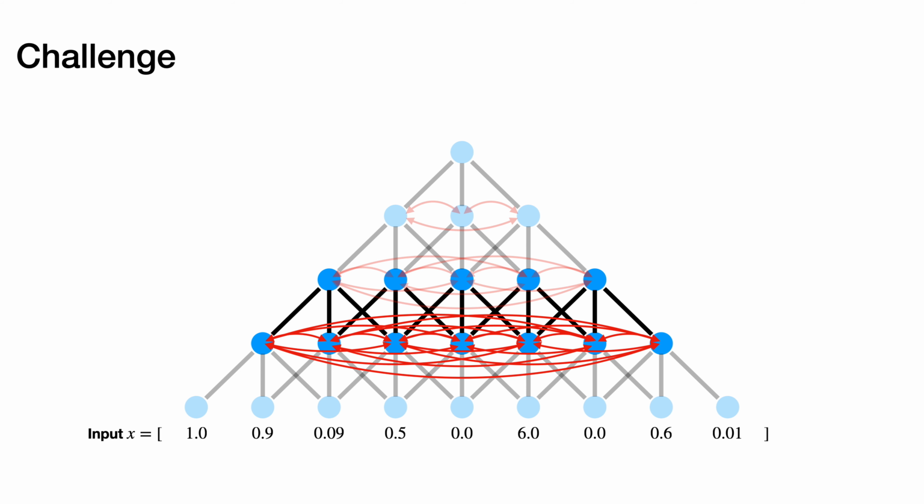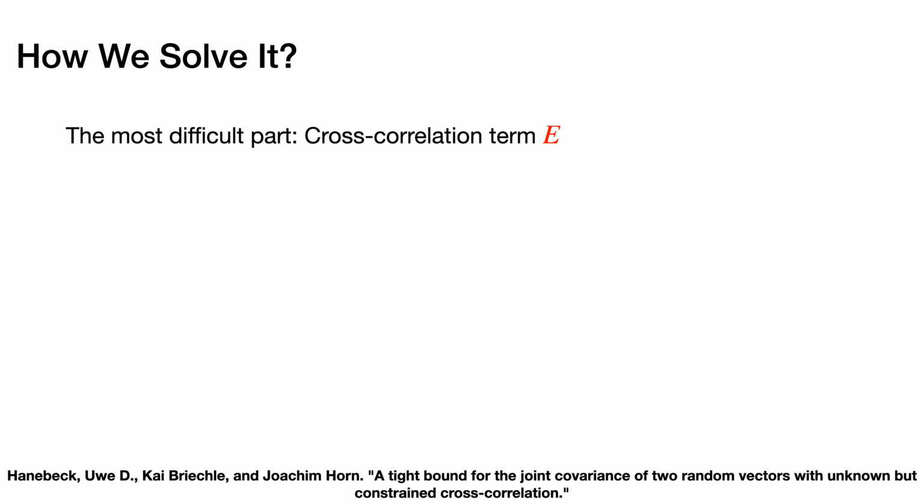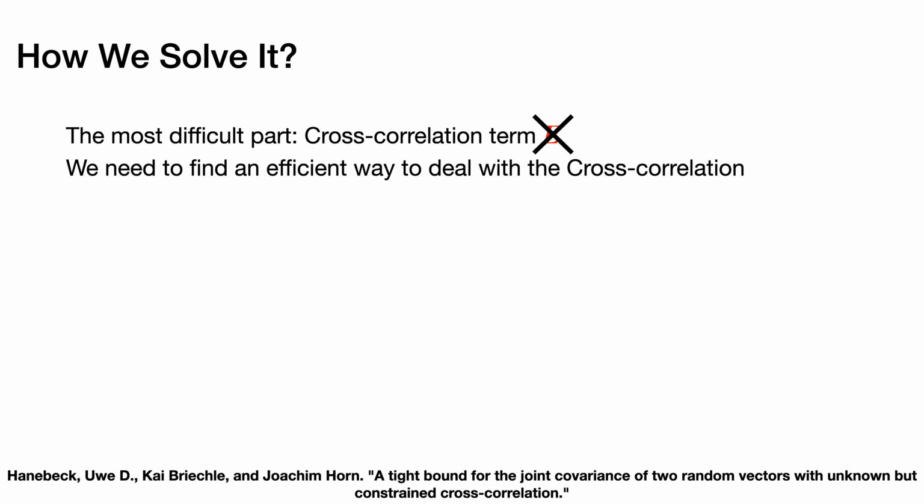Things will just get worse and worse as the network goes deeper. Actually, it will require (k minus 1) times q plus 1 of sigma and many more cross-correlation terms in the q plus 1 last layer. As we can notice, the most difficult part is the cross-correlation term E. We need to find an efficient way to deal with it.